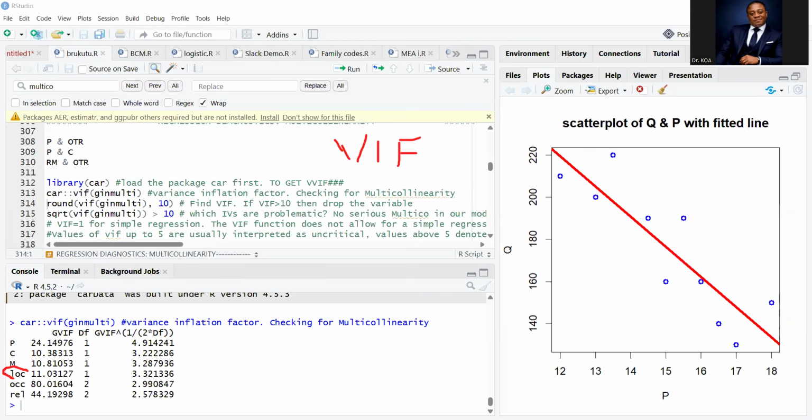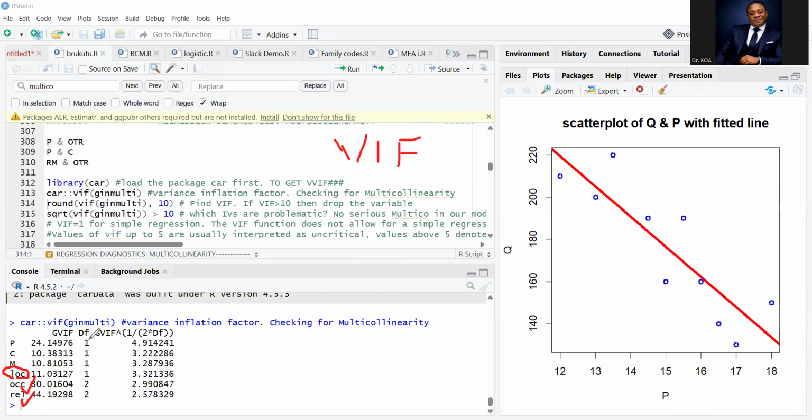Okay. Now, I just ran the VIF for my variables. I just ran them, and you are seeing the results here. It is giving me results for location, occupation, and religion. And I'm saying that this is where you don't check. You ignore the variance inflation factor for these dummy variables. And I've told you to go and find out why.